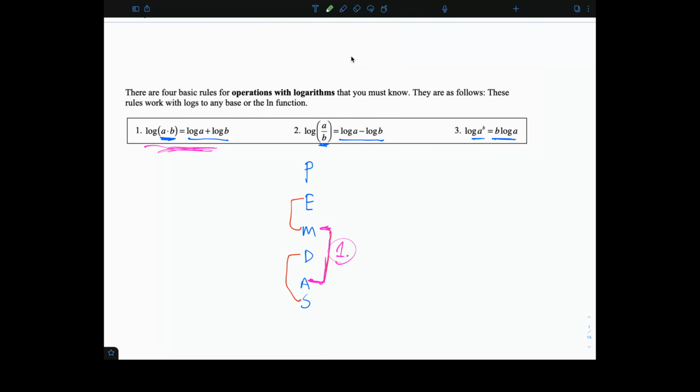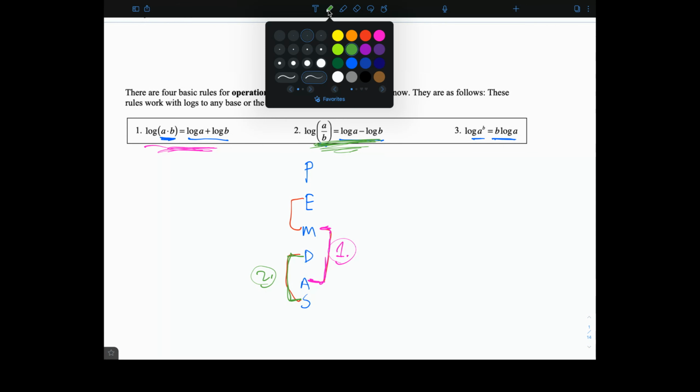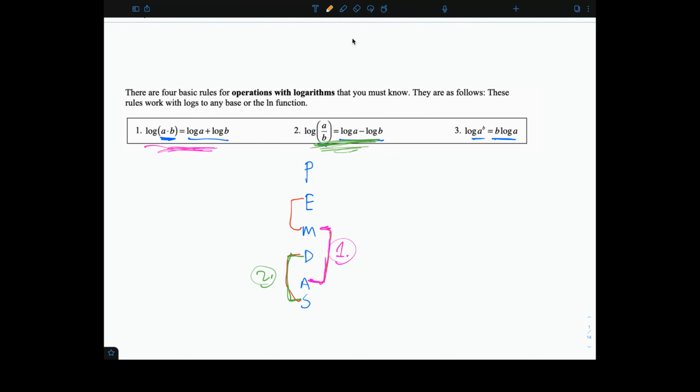And then the next one is subtraction and division, which is right here, and that makes sense as well because division and subtraction are related to each other because group subtraction is division. And the last one is with multiplication and exponents, and those are related to each other because group multiplication is exponents. So if you can remember PEMDAS, you kind of have each of these rules already in your head.